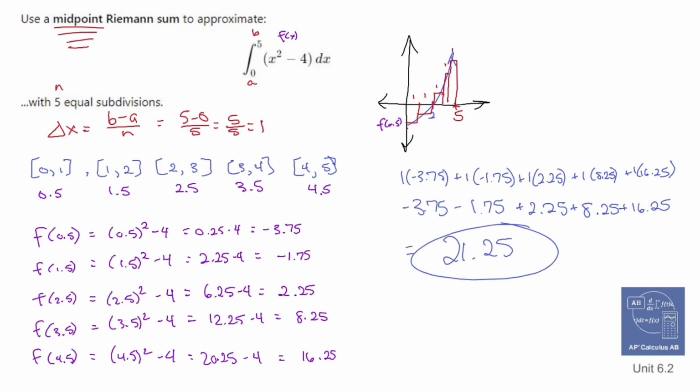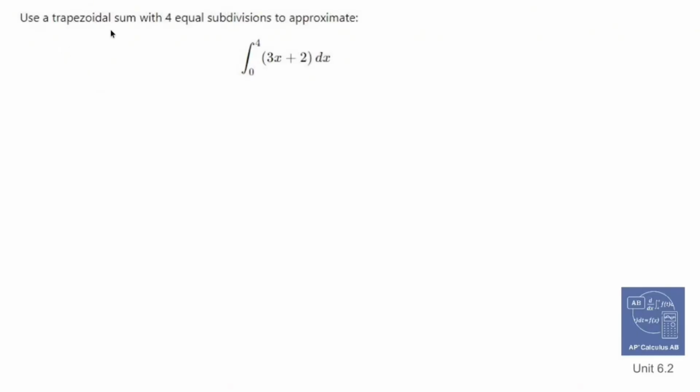Fun stuff. Use a trapezoidal sum with 4 equal subdivisions to approximate the integral between 0 and 4 of 3x plus 2 dx. All right, so let's label what we know. Let's label what we have. 4 would be my upper limit. 0 would be my lower limit. 4 would be my subdivisions. Your f of x. If you've seen my Riemann sum videos, the beginning is exactly the same for the trapezoidal sum.